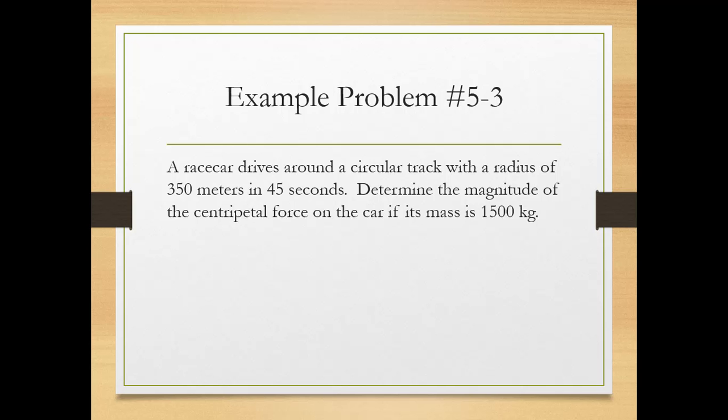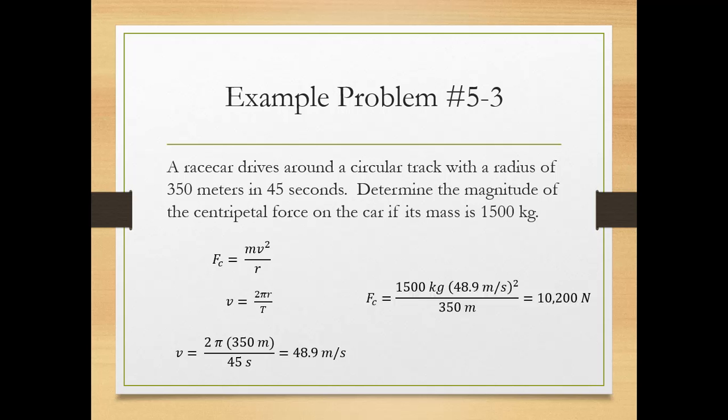Let's go back to example problems 2 and 1, where we have this race car traveling around this circular track of a radius of 350 meters in 45 seconds. And let's say I want to determine the magnitude of centripetal force on the car if its mass is 1,500 kilograms. So you have mv squared over r as the centripetal force. I know how to calculate v. We've done that already twice in example problem 1 and example problem 2. v is 48.9 meters per second. And we can plug it into that formula, and I get 10,200 newtons.